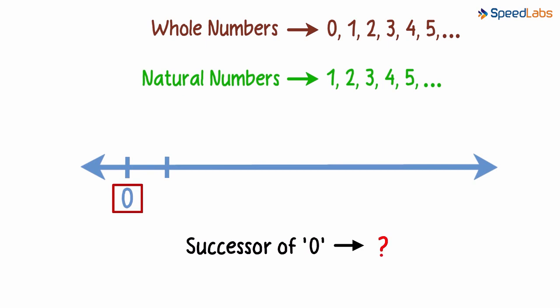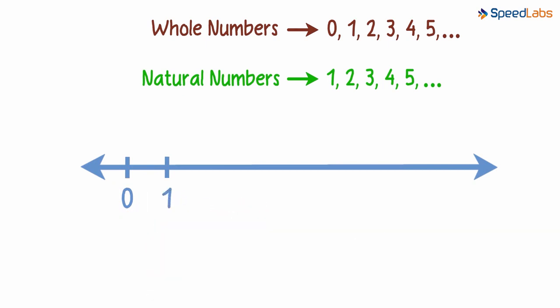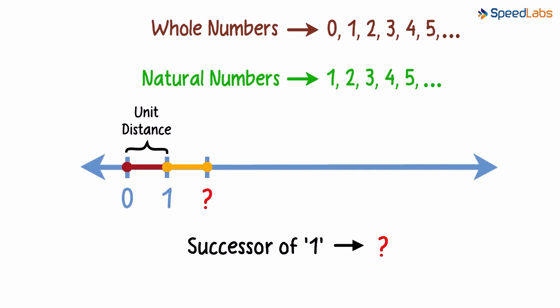What is successor of number 0? Yes, it's 1. Measure the distance between 0 and 1. This distance is called a unit distance. Now the same unit distance away from 1 on the right, mark another point and label it as the successor of number 1. And that number is 2. Similarly, another unit distance away from 2, mark another point and label it as 3.